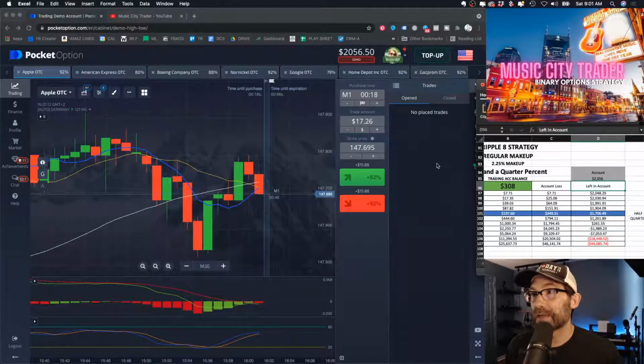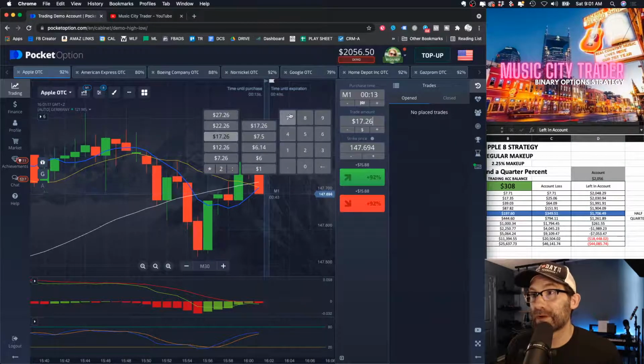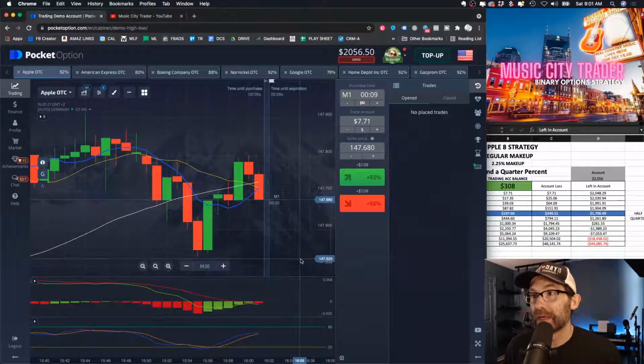And then I'm going to change my amount here, 2056. And so this is compounding every trade. So our next first trade will be 771. All of this is very important when you're using this strategy, because it all matters. You're only going for four trades in the day.